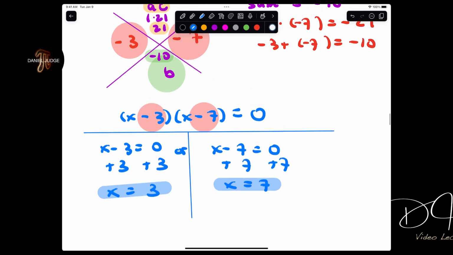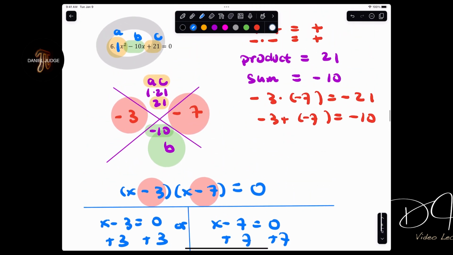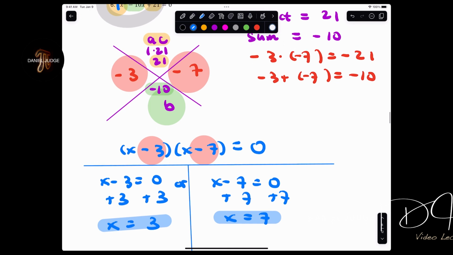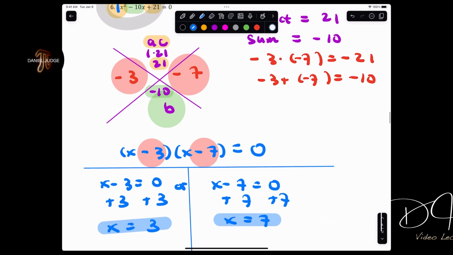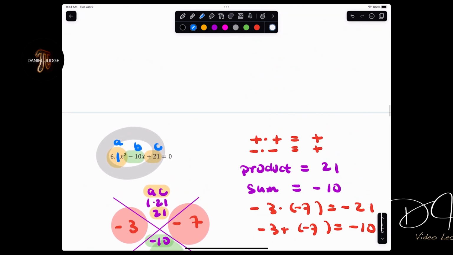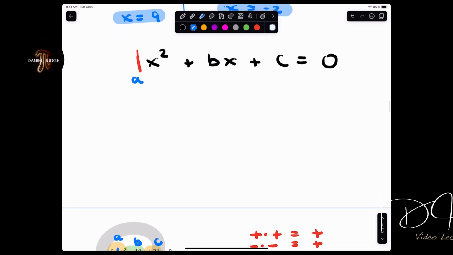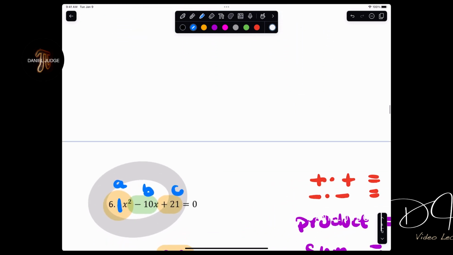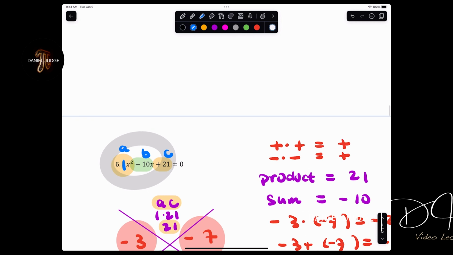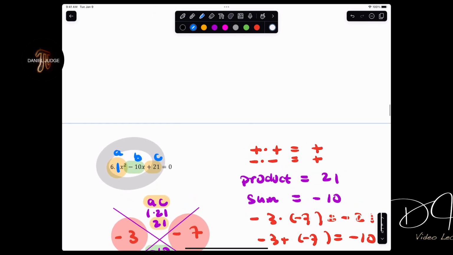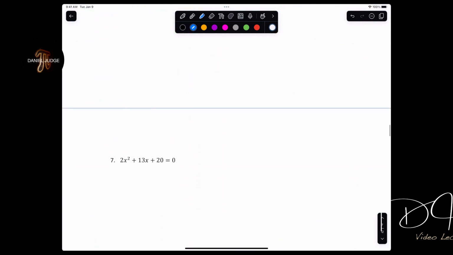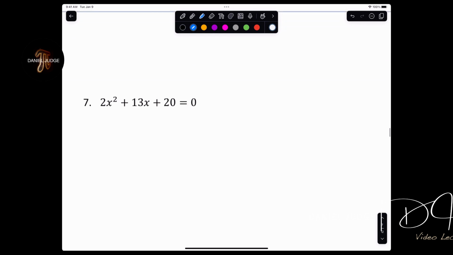And this is, again, factoring by the crisscross method and using together the zero product rule. There you go, ladies and gentlemen. Two solutions. X is positive 3, x is positive 7. And it looks like that's the last example where a is 1, because the rest of the examples are going to have a different a value. It's not going to be 1.